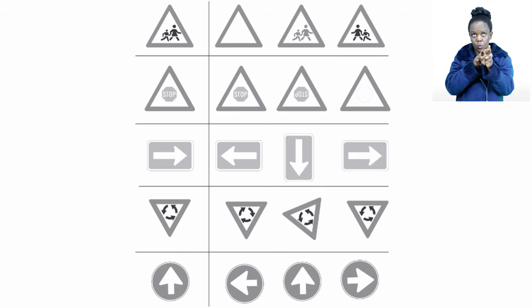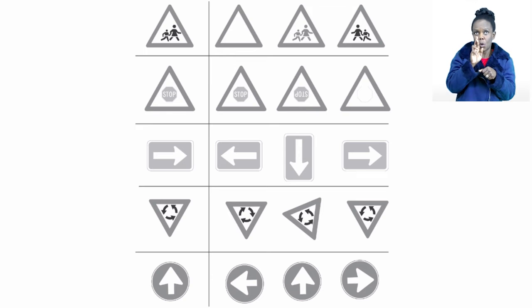The first one we see there is telling us to look out for people around the road. It may be near a school or it may be near a community where people live. The next one is a stop sign, which is very simple to remember because it has the word stop on it. The next one is an arrow that is pointing towards the right-hand side.